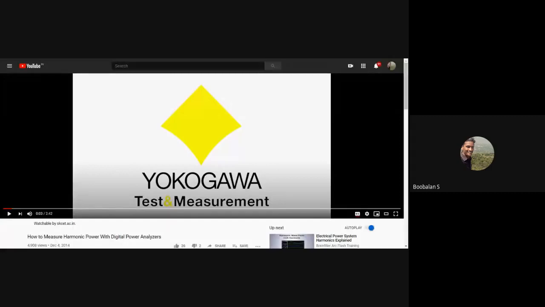Yes, with this one you can easily understand how a CFL bulb is directly connected to the power quality analysis. Now I think I can see my screen. Yes, it's getting shared. Yes, the Yokogawa test and measurement device.